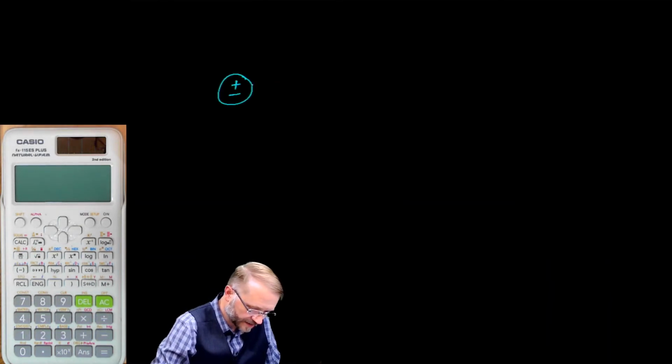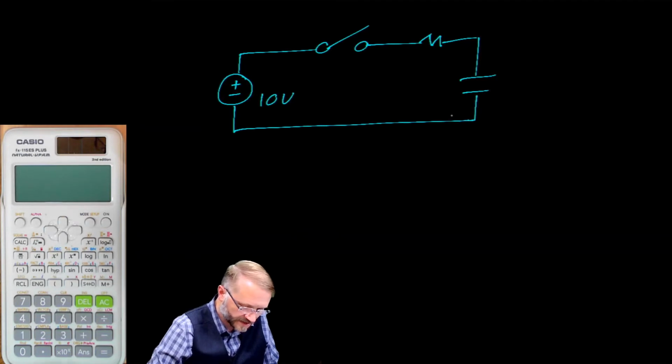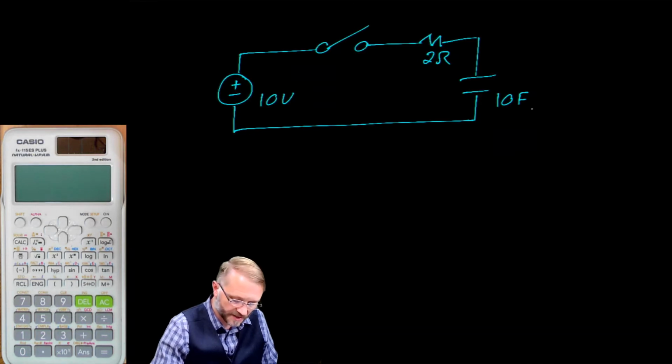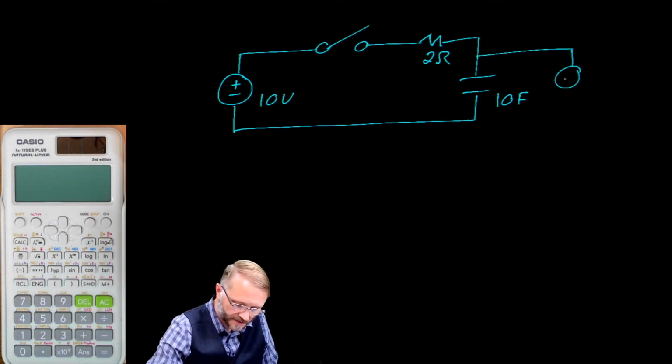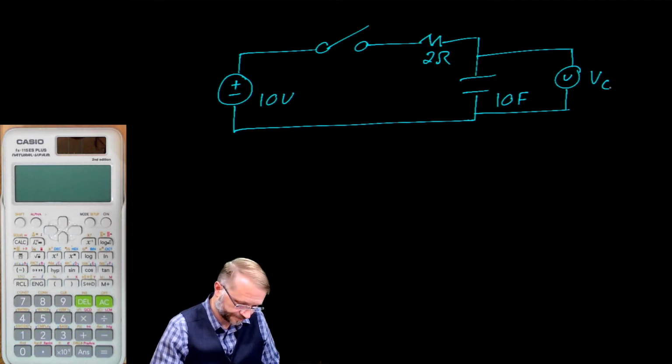In the near future, we are going to do a lab that looks like this. You'll have that power supply, and you might set it to 10 volts. We'll have a switch, a resistor, and a capacitor. For simplicity, I'm going to assume a 2 ohm resistor and a 10 farad capacitor. We'll assume the capacitor initially has 0 voltage on it. So if we put a voltmeter here, we'll call that VC for the voltage on the capacitor, and we're going to assume that voltage is initially 0.